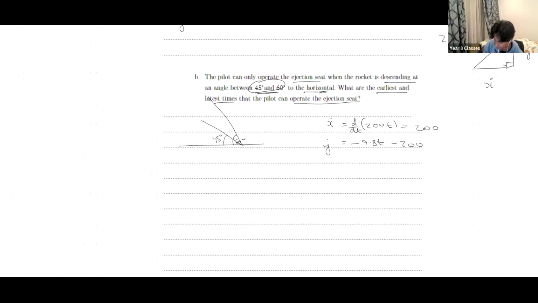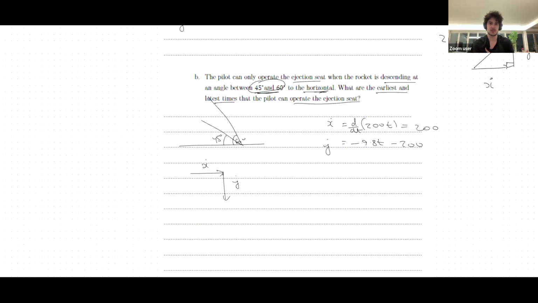So we're looking at a descent angle of 45 and 60. If I draw this as a diagram, take this as x dot and this as y dot. Because I wouldn't need to find the time, because of the question mistake. You don't need to find the time.